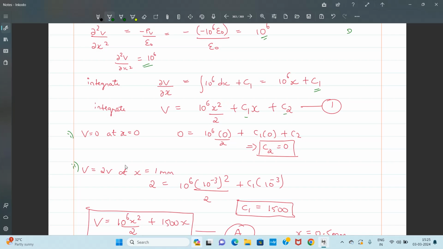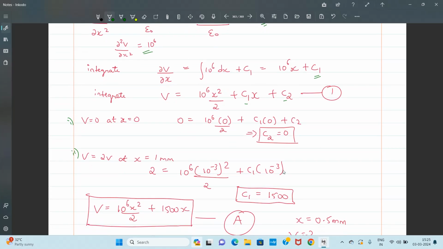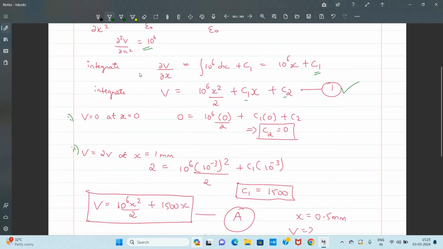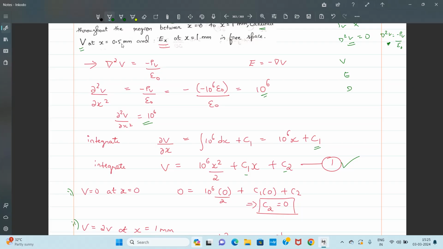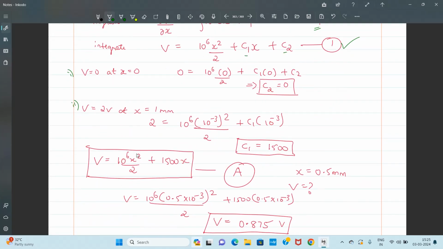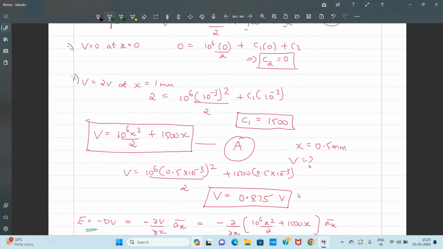Next, make v equal to 2, x equal to 1 millimeter. Simplify it, you will get c1 value. And once you get these two values, put it back in this main equation. That is what is done here. Okay. And in the first part of the question, they have asked you to calculate v at x equal to 0.5 millimeter. So in this equation, replace x as 0.5 millimeter and then simplify it, you will get the potential value.